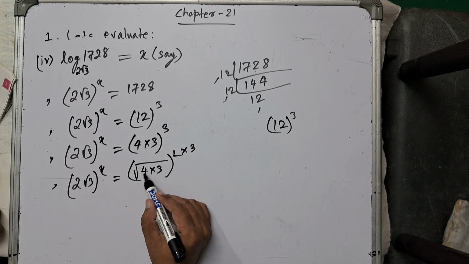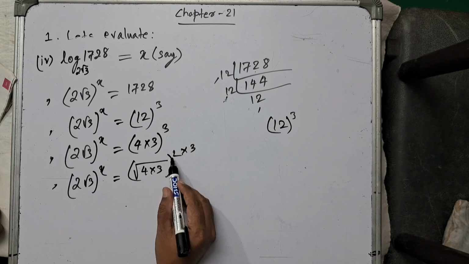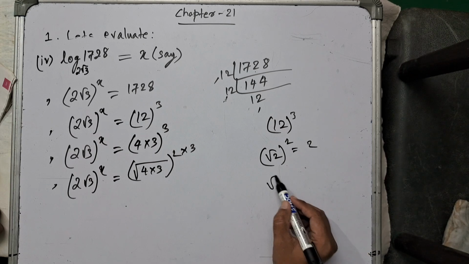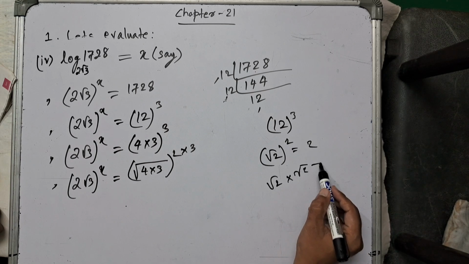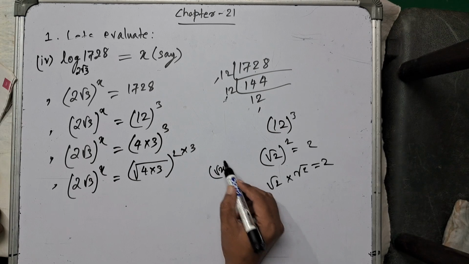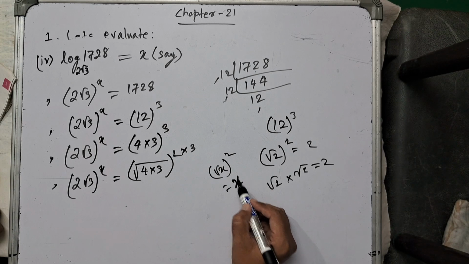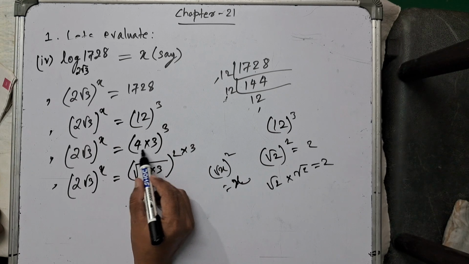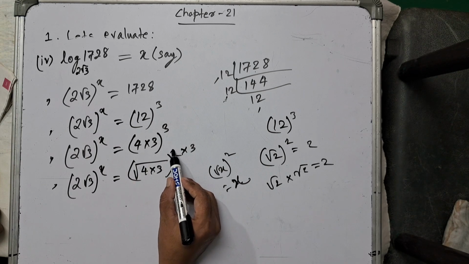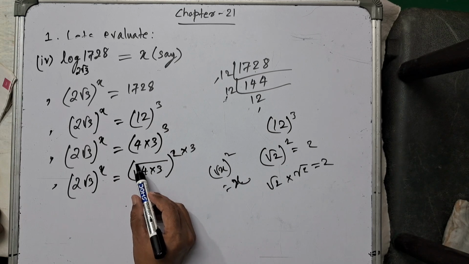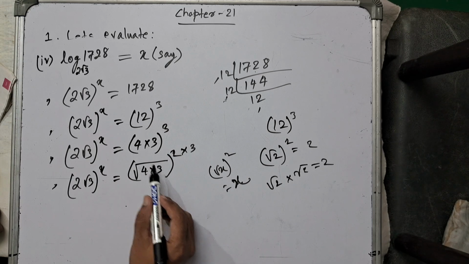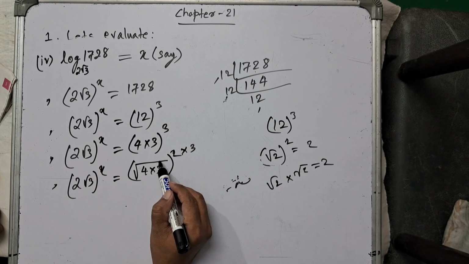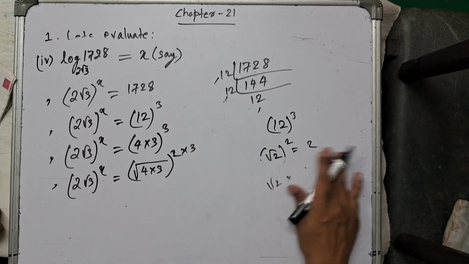So root under 4 times 3 square means root 2 square means 2, isn't it? Root 2 into root 2 equal to 2. Similarly, root x square means x. Similarly, 4 into 3 root square means 4 into 3. This number, isn't it? So when I square the root number, this square and the root will be cancelled and only the number will remain. So I am squaring this after putting the square root and this 3 here as it is.